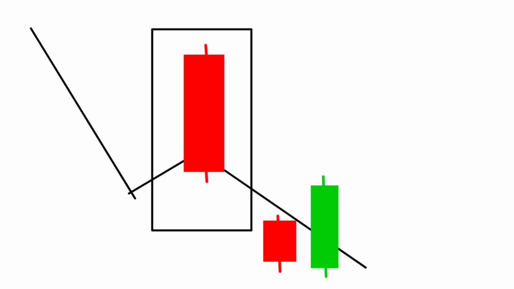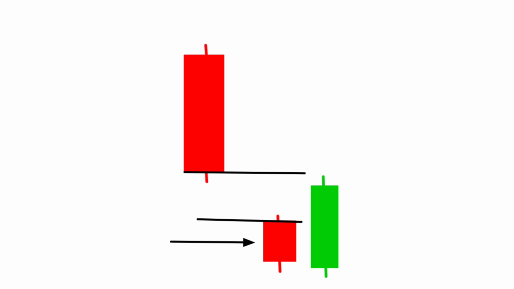The downside Tasuki Gap is a popular candlestick pattern used by traders to identify the continuation of a downtrend. The pattern consists of 3 candles, with the first two being red or black candles that continue the current downtrend. The second candle opens below the previous candle's close, creating a gap.